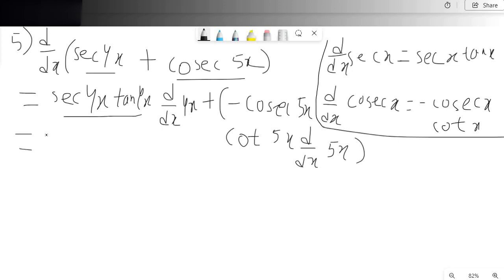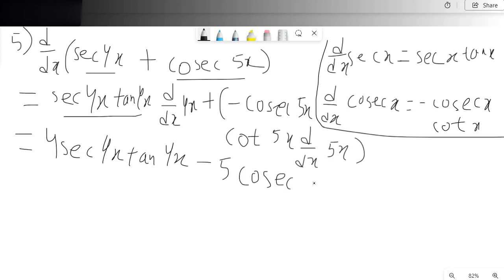So finally we have for sec 4x, 4 sec 4x tan 4x minus 5 cosec 5x cot 5x, and this is our answer.